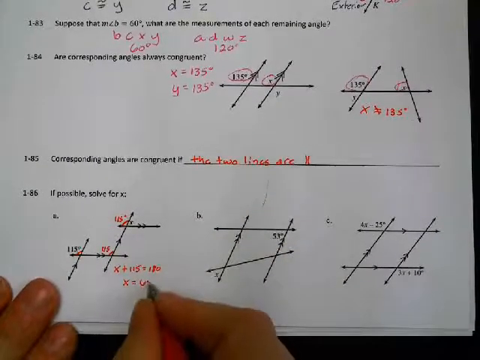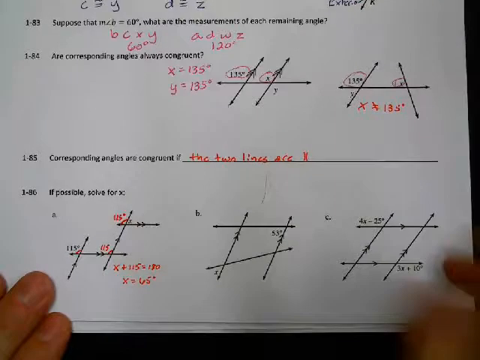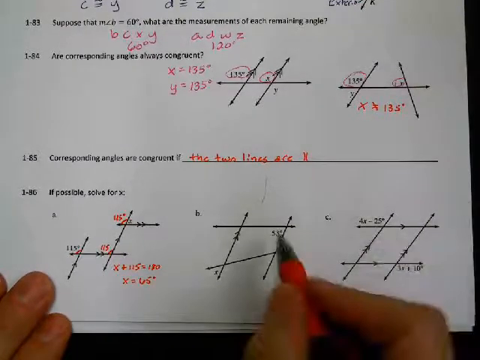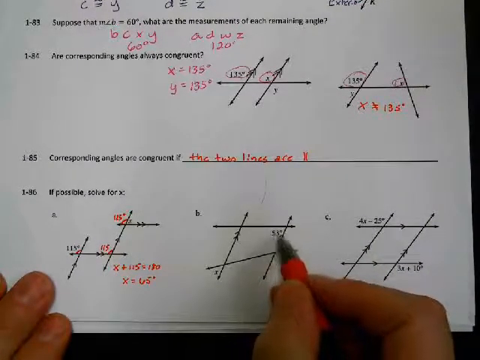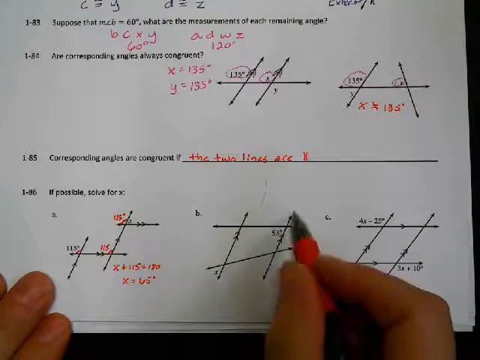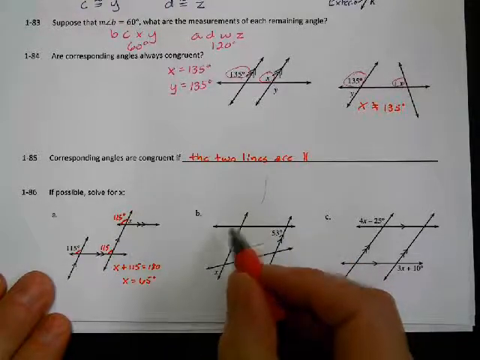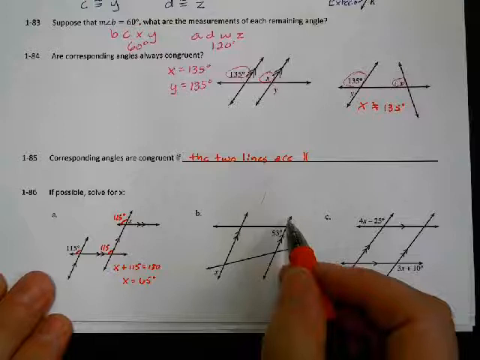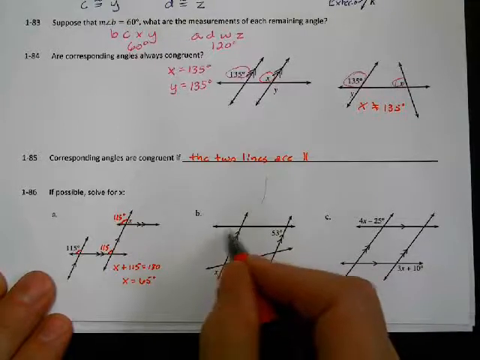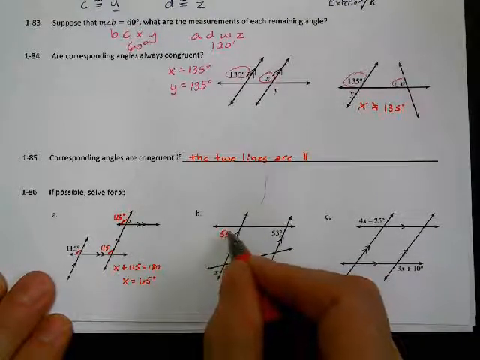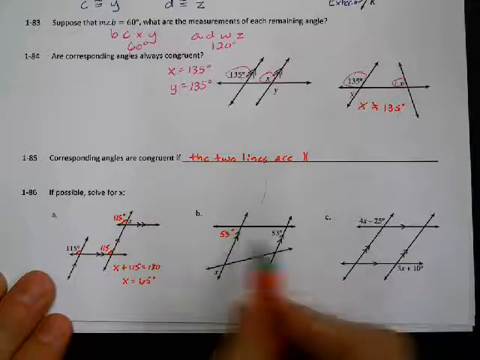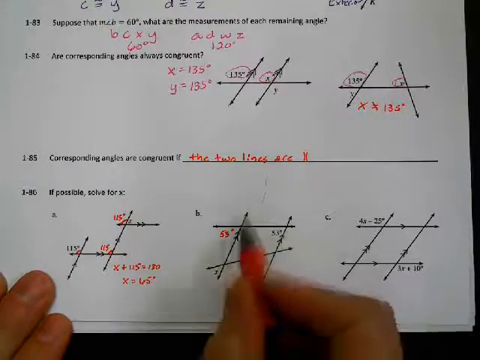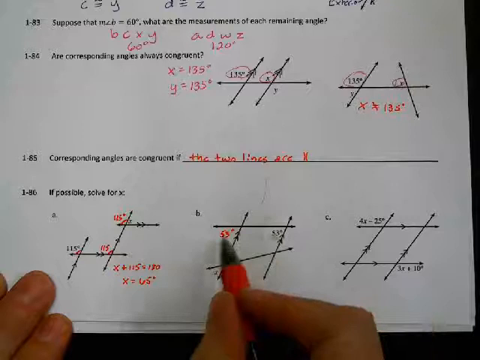Next one. Okay, so this one, we know that this angle is 53. I've got parallel lines with a transversal. So I can say that this angle here is also 53. Okay, so we had a transversal here, parallel lines. This is interior, that's exterior. Those are corresponding angles. So that's 53.